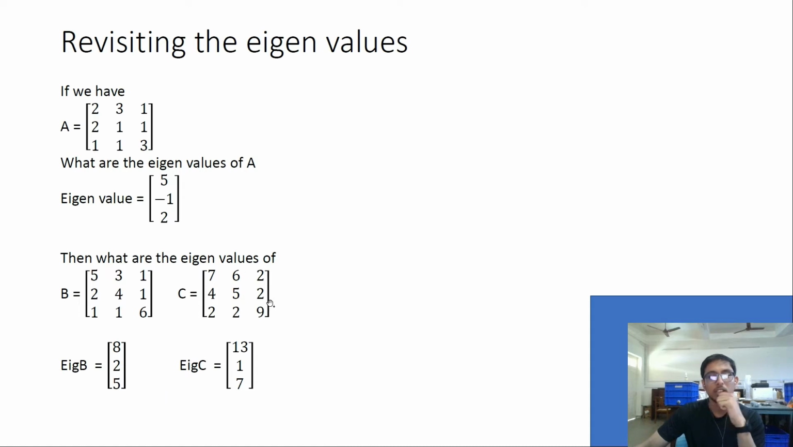Similarly, in the case of C, we multiplied the matrix first by 2 and then we added 3 to the diagonal elements. Now the eigenvalue of C is the same: multiply 5 by 2, then add 3. So 10 plus 3 is 13. Similarly, minus 2 plus 3 is 1, and 4 plus 3 is 7.